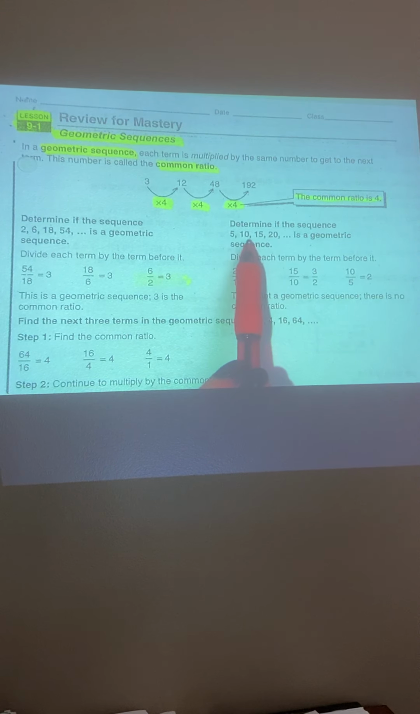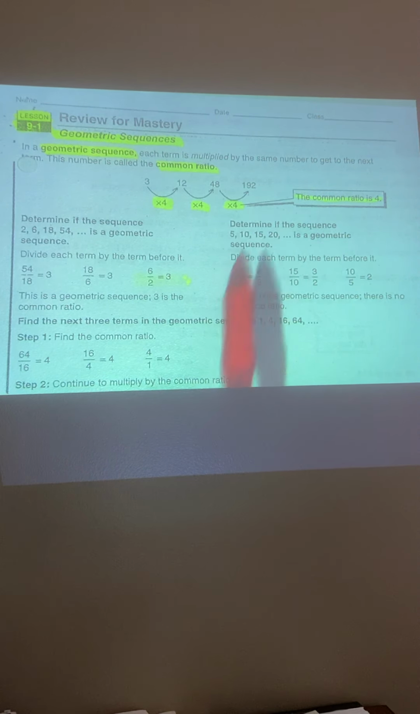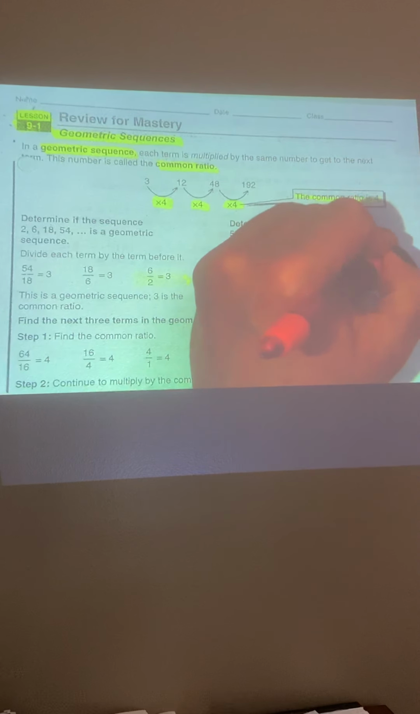Okay, here, is this a common ratio? 10 divided by 5, that's 2. 15 divided by 10, that's 1.5. 20 divided by 15, that's 1 1/3. No, that's not. That's an arithmetic.